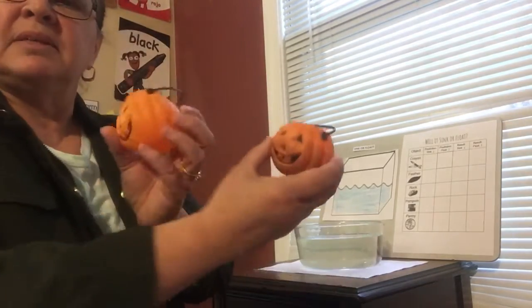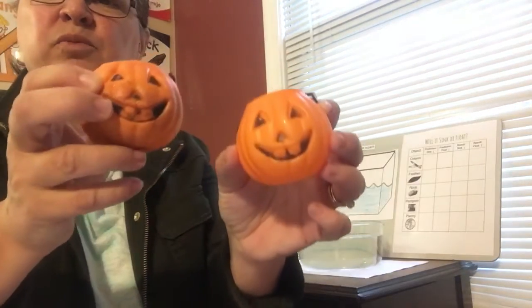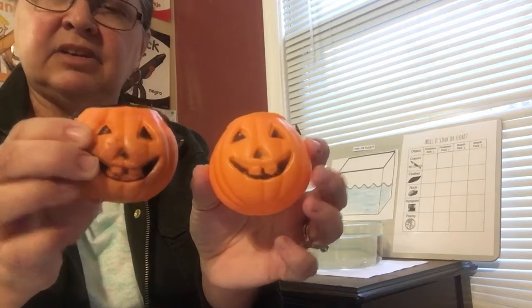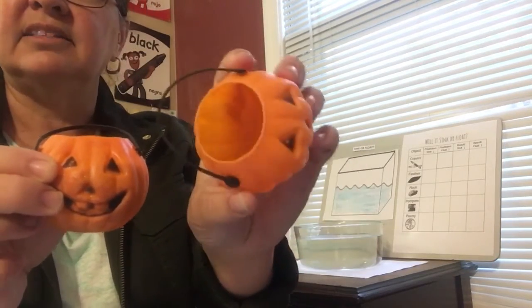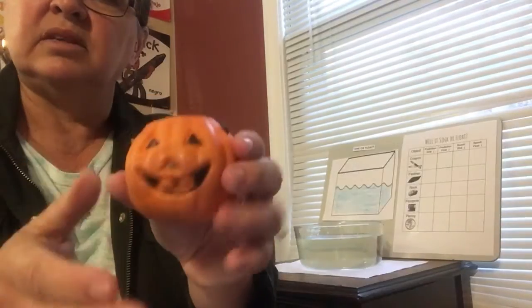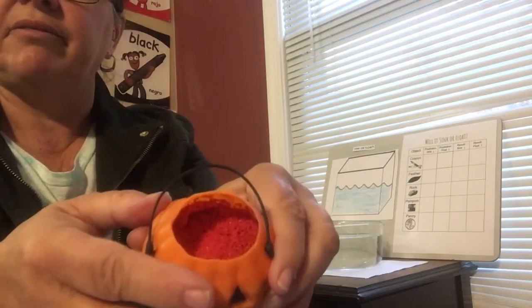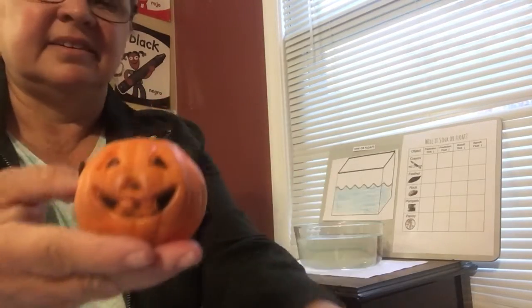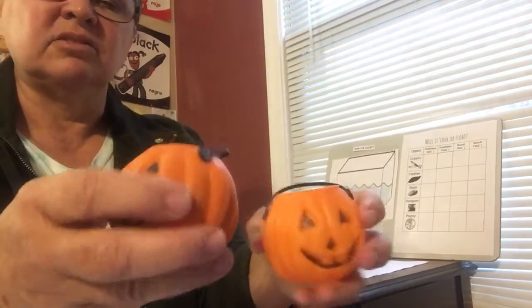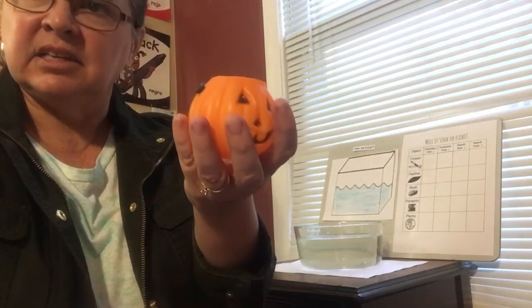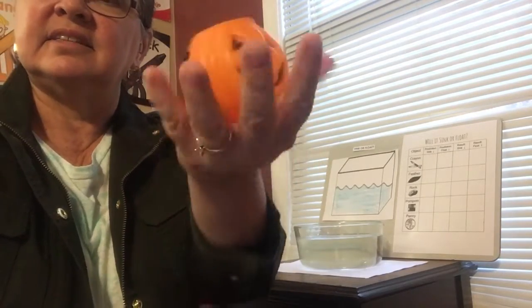We have two pumpkins here, right? I have 1, 2. And they look the same, right? But we're going to talk about density here. They look the same, but if you look inside, this one is hollow. It's empty. There's nothing inside. It's lighter because there's just nothing in it. This one's heavier because it's got stuff. In this case, it's full of wet, red sand. So this has nothing, and this has. So when something has more density, it tends to sink to the bottom. And when it has less density, it tends to float.